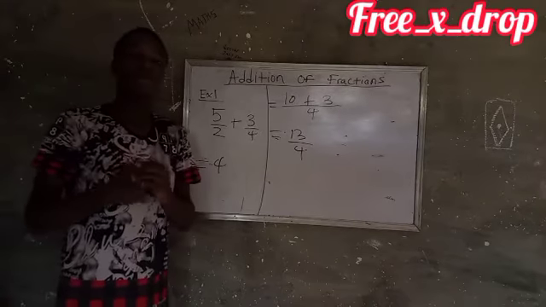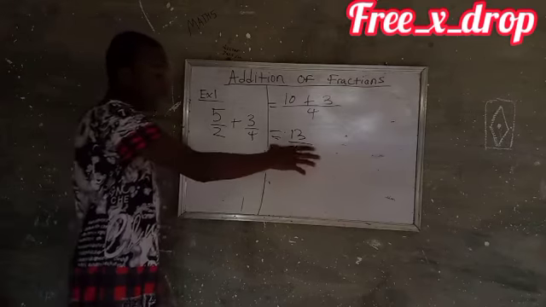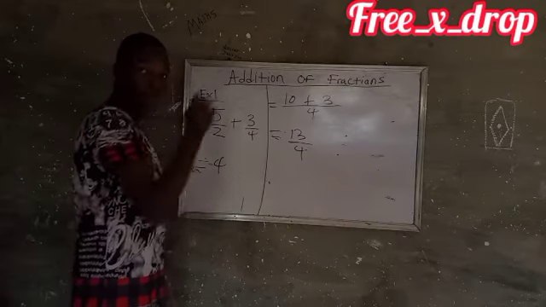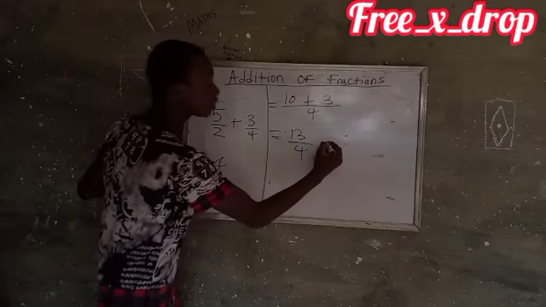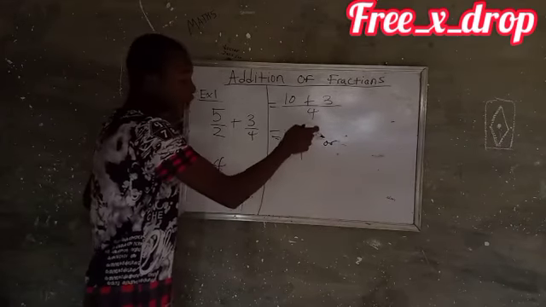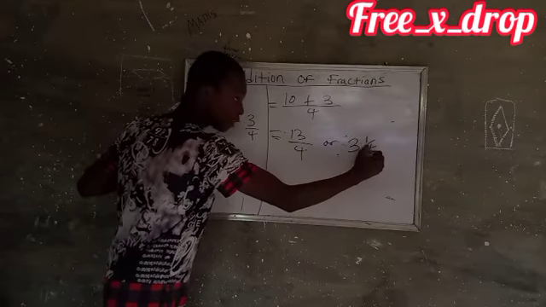So you can see that we have gotten our answer using the L.C.M method. This is the end: 13 over 4. Or you can go further to divide. If you want to turn it to a mixed fraction, you can go further to divide. 13 divided by 4 is 3, remainder 1, so 3 and 1 over 4.